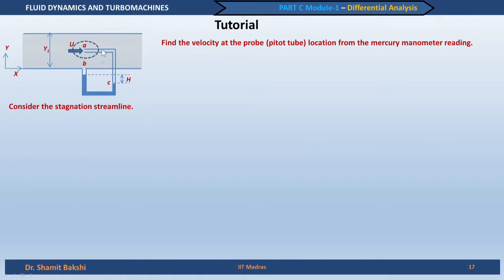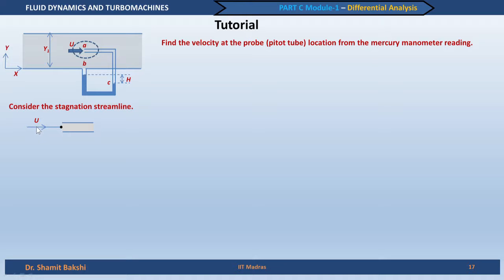Let us look at this part of the flow carefully. This is your tube, the pitot tube, the tip of the pitot tube. The flow is coming along the streamline and stagnating here. So, this dot shown at the tip of the pitot tube is the stagnation point. If you remember our derivation of Bernoulli's equation, what it said is that the sum of the dynamic pressure head and the static pressure head is constant.